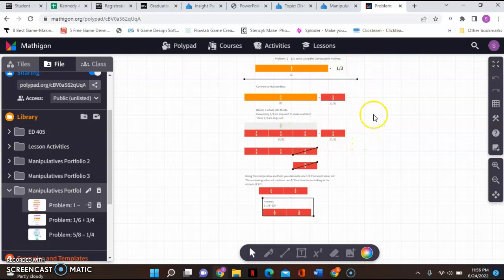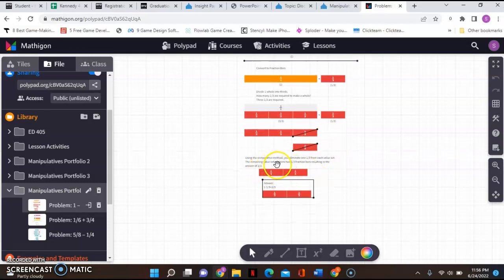And using the comparative method, we would eliminate 1/3 from both value groups. And so using the comparative method, you eliminate 1 1/3 from each value set. The remaining value set contains 2 1/3 fraction bars, resulting in the answer of 2/3. And so the answer to 1 minus 1/3 equals 2/3.